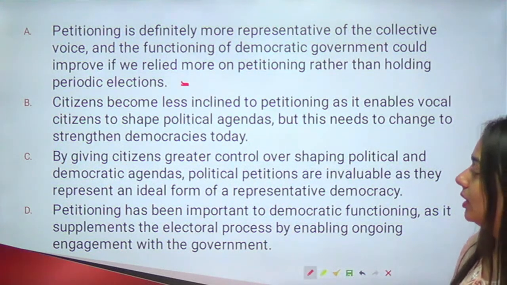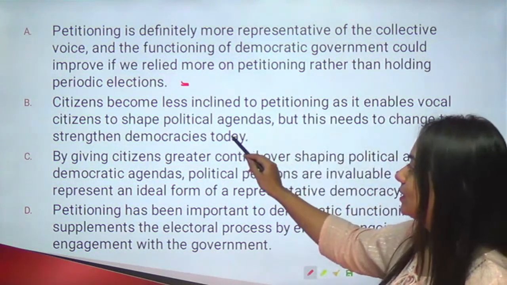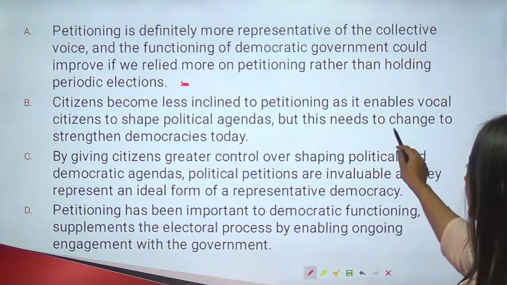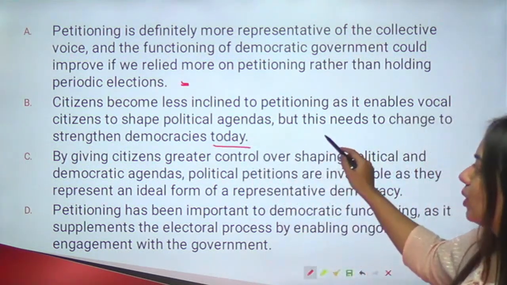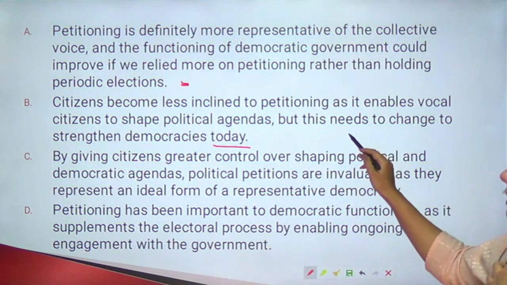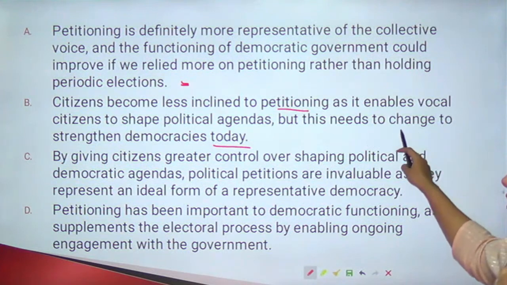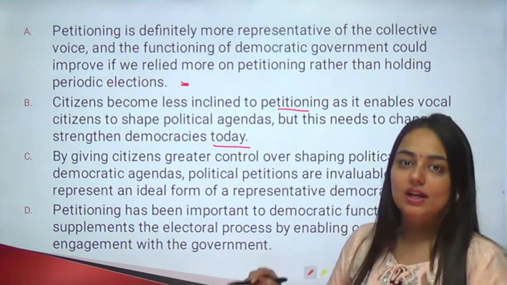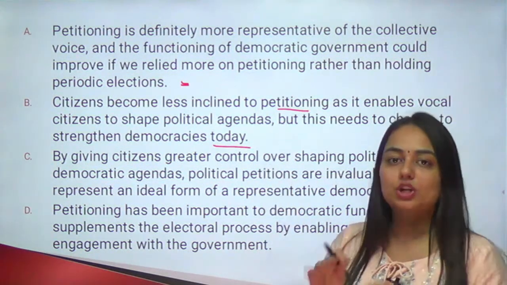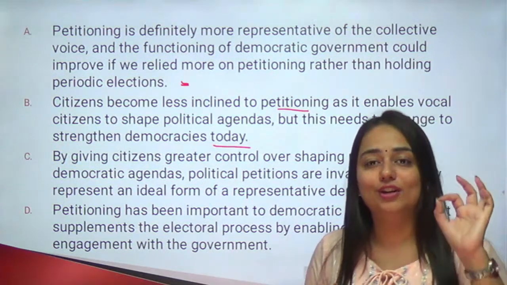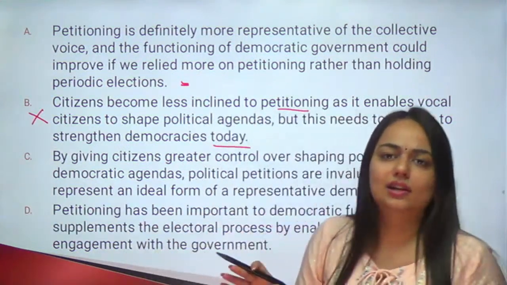So this can be a good choice, I would say, more or less talking about everything. Moving on to the B one. Citizens become less inclined to petitioning as it enables vocal citizens to shape political agendas, but this needs to change to strengthen democracies today. So as you can see, it is clearly against petitioning. What is this point saying? It's saying that people get less inclined towards petitioning. Why? Because it may shape political agenda. This is directly contrasting what was given in the passage. So this is one such option which you can easily eliminate.